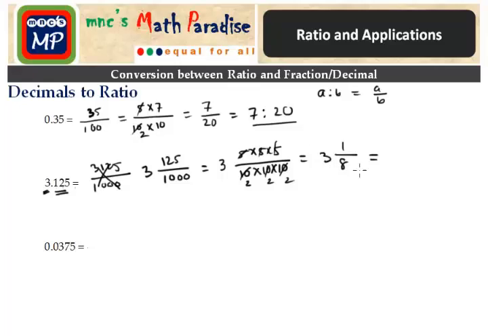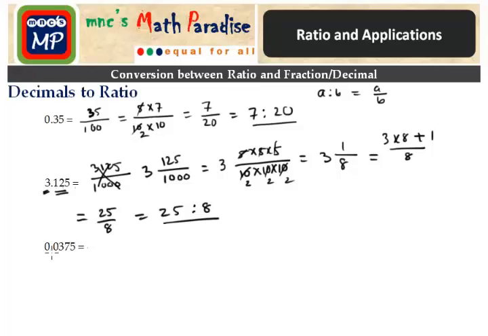This is a mixed number. If we now convert it into a fraction, 3 times 8 plus this numerator value, divided by 8. That means ultimately we are getting 3 times 8 is 24, plus 1, 25 by 8. So 25 divided by 8. That means the equivalent ratio for this decimal is 25 ratio 8.